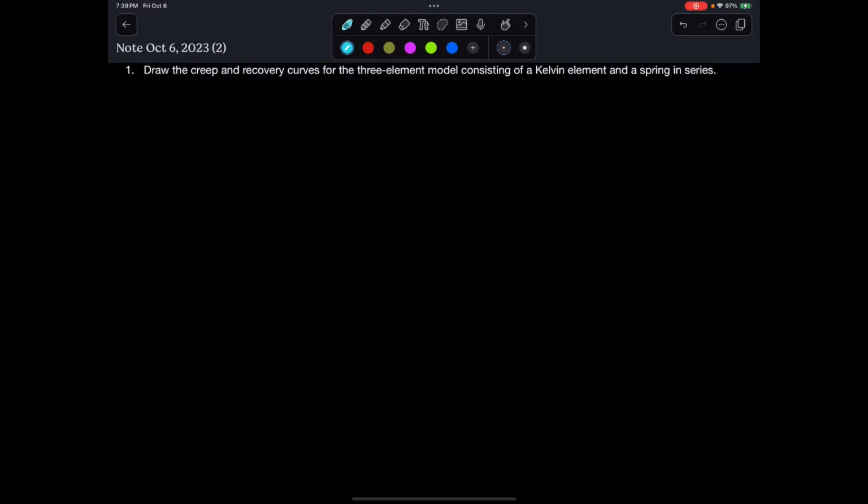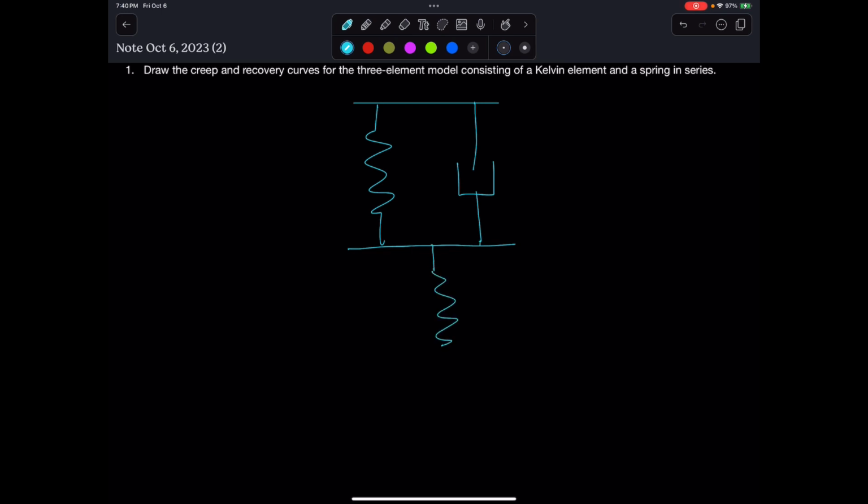Draw the creep and recovery curves for the three-element model consisting of a Kelvin element and a spring in series. So a Kelvin element is a spring and dashpot in parallel. So this is a Kelvin element. It has a spring and it has a dashpot in parallel. And then we have a three-element model which has a Kelvin and a spring in series.